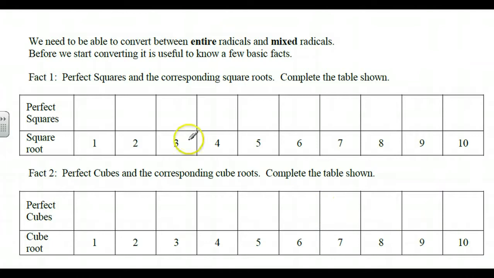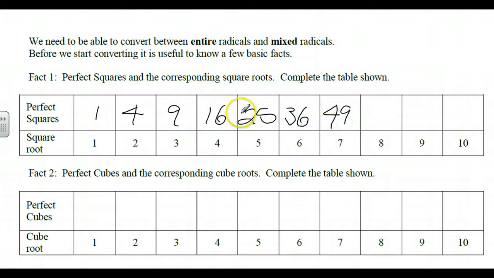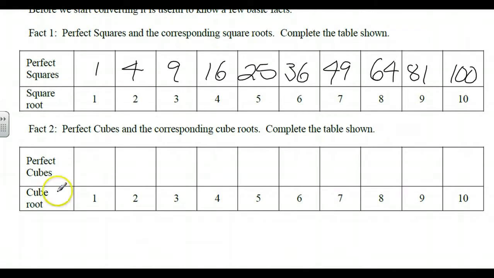So let's go through our perfect squares and the square roots. Basically we're just going to square each of these numbers. It would take me longer to pause and begin than it would just to write these out. These numbers are the perfect square numbers because they have square roots. And we work with squares, we work with cubes.